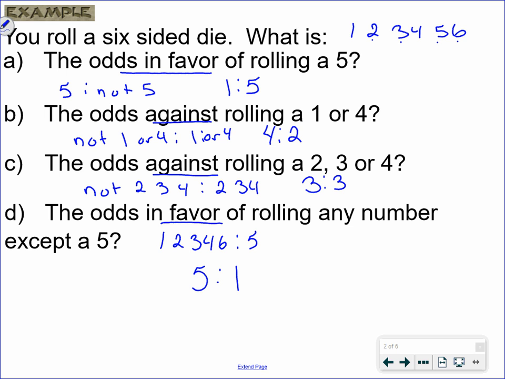So notice that the number of options in rolling a 6-sided die is 6 options. You can get a 1, 2, 3, 4, 5, or 6. If we look at all of the odds that we've done, they all add up to 6. So 1 and 5 adds up to 6. 2 and 4 adds to 6. 3 and 3 adds to 6. 5 and 1 adds to 6. So whether it's odds in favor or odds against, when we have them written down and add them together, it will add up to the total number of options.